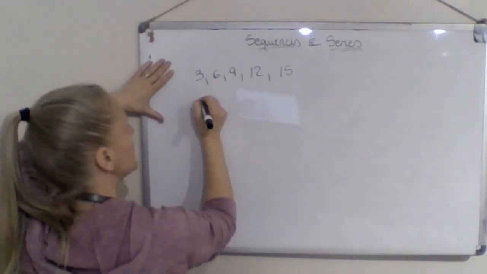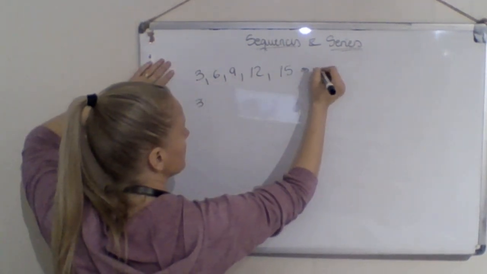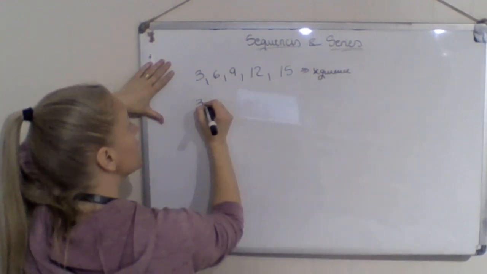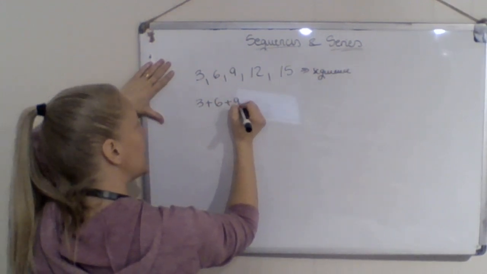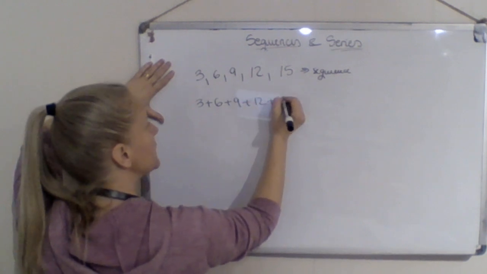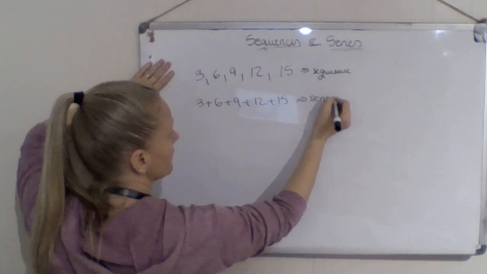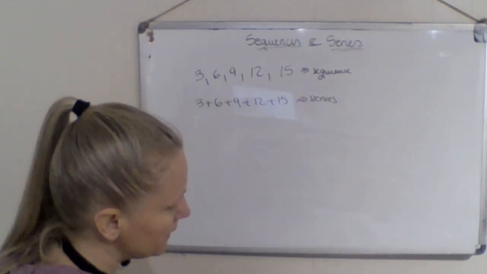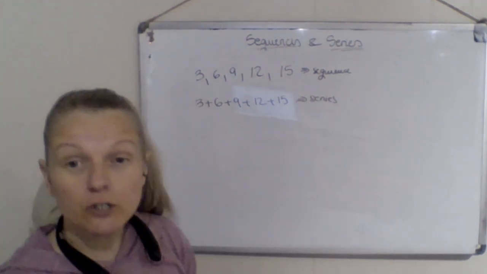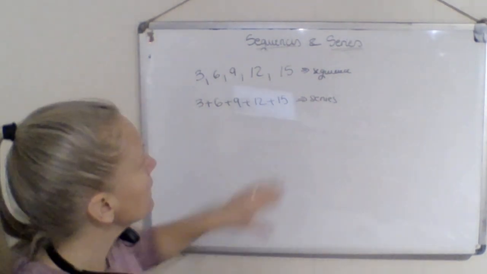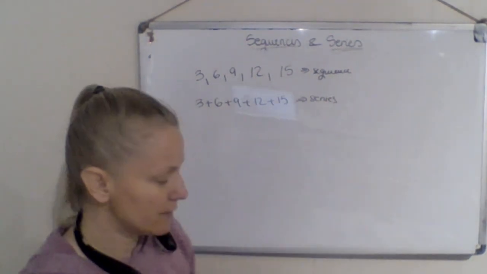If I do this, this is a sequence. It can be finite or infinite. 3 plus 6 plus 9 plus 12 plus 15 is called a series. Okay, that's the difference between them. And then the series, you have the same thing. If the sequence is finite, the series is finite. If the sequence is infinite, the series is infinite.